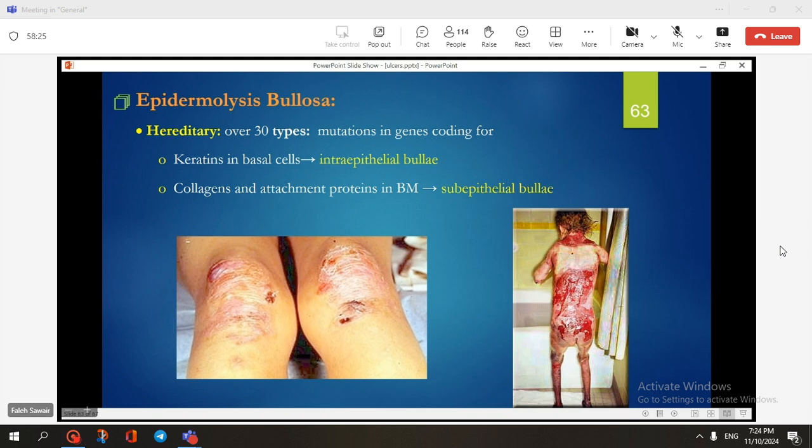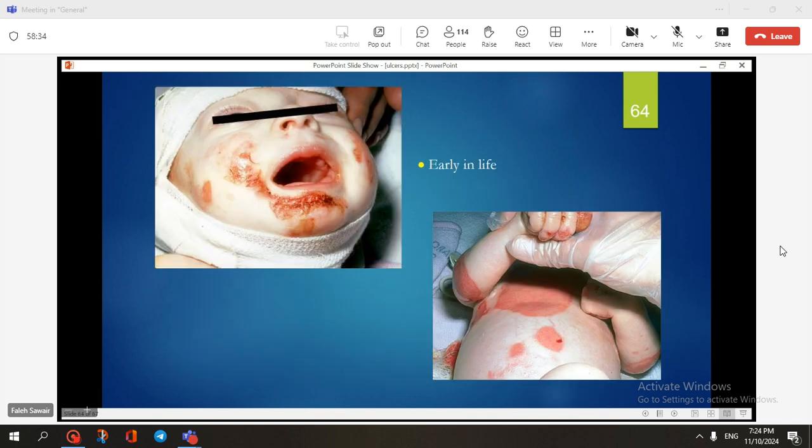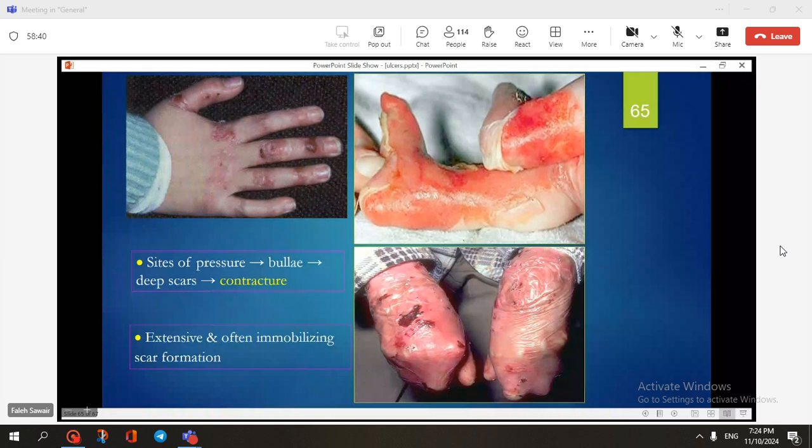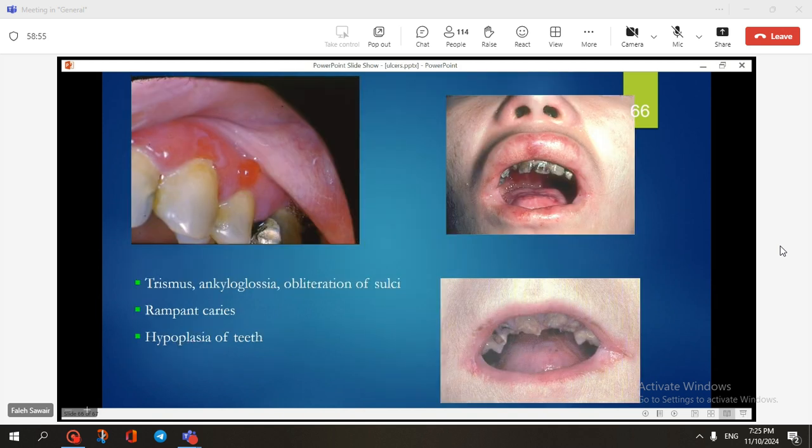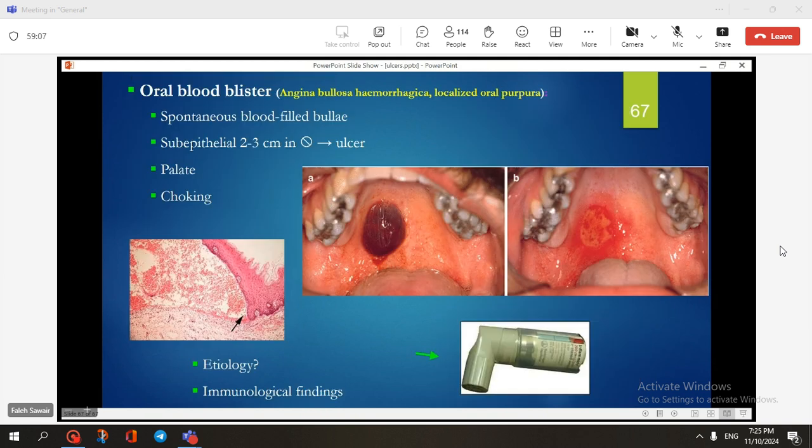The last thing is epidermolysis bullosa. We have many types of epidermolysis bullosa, up to 30 types. They are variable in severity. They present early in life, and they can be fatal. In some patients they cause severe erosions, ulcerations, and scarring. Even in the oral cavity, any trauma will result in scarring. Limitation of mouth opening will result in difficulty in dental treatment.